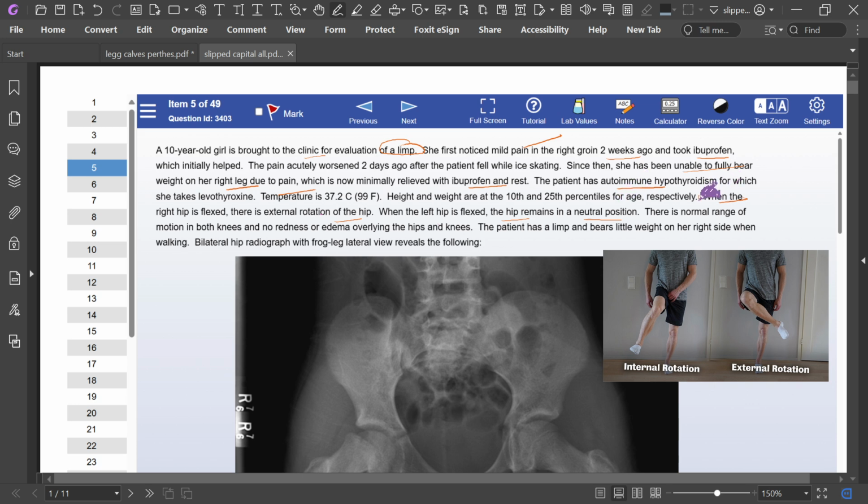So when the right hip is flexed, there is external rotation of the hip like this pattern. But when the left hip is flexed, the hip remains in the neutral position. This is important. The patient has a limp, bears a light weight on their right side when walking. Bilateral hip radiograph, frog leg lateral view shows these.